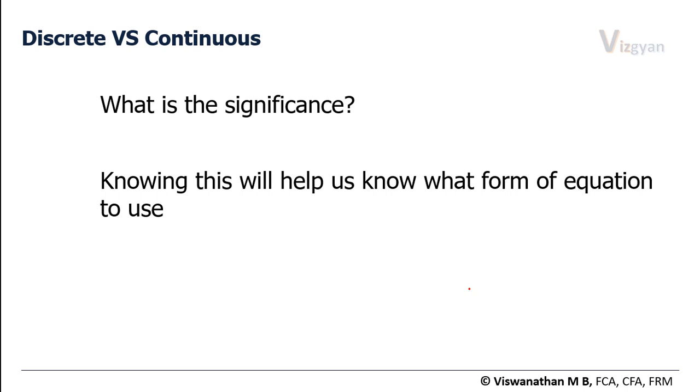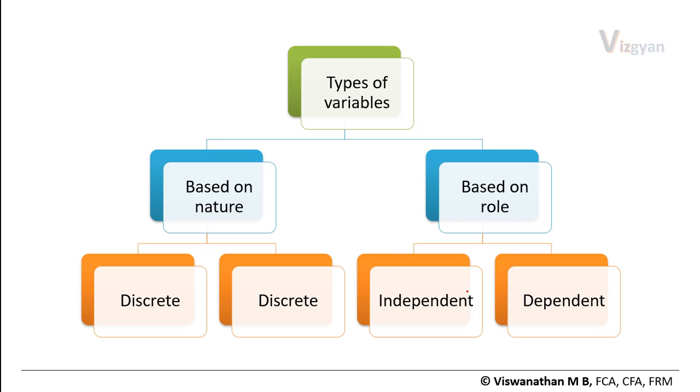Why did we spend our time knowing about discrete and continuous variables? Because later on, when we would talk about the form of equations, which form to use will depend on whether the data we are using is discrete or continuous. Now let's look at the other categorization, based on role. Based on role, the data can be categorized into independent data and dependent data. Now let's talk about independent data.